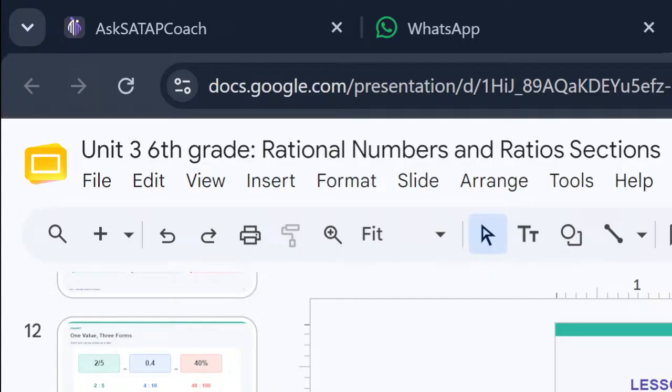Number 1: 0.6, 60%, 3 to 5. Number 2: 1 over 4, 25%, 1 to 4, or 25 to 100. Number 3: 7 over 10, 0.7, or 70 over 100, which is 70 to 100. Number 4: 7 over 10 equals 0.7, or 70%. Number 5: percent means out of 100, so 70% equals 70 over 100.